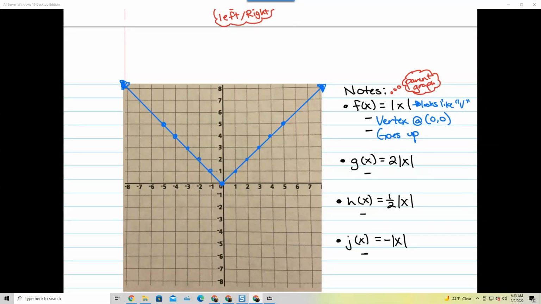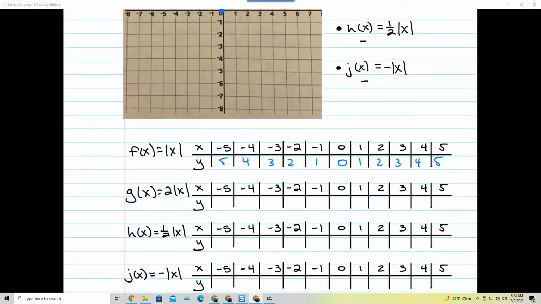So that takes care of the parent graph. We're not going to need a highlighter for that. You will need 3 highlighters today since we're doing 3 graphs aside from the parent graph. All right, so let's take a look at g of x and see what's happening here.